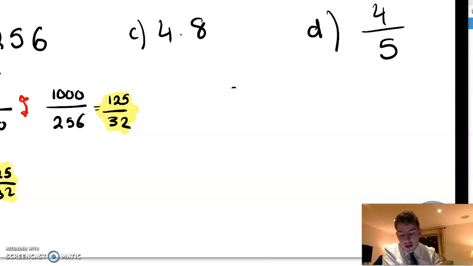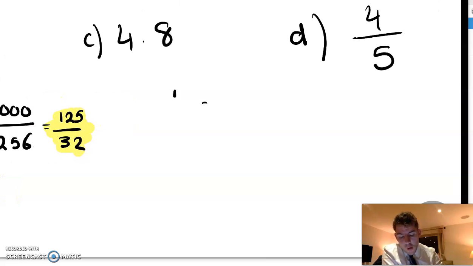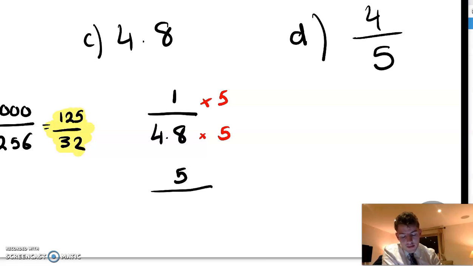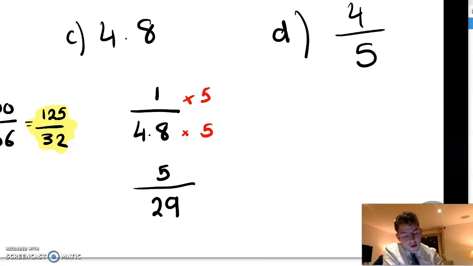Again, these are all calculator questions. So let's solve this one here. Well, the reciprocal of 4.8 is going to be 1 over 4.8. And to get that as whole numbers, we can times them both top and bottom by 5. That's going to leave us as 5 over 24. Last one, reciprocal of 4 over 5, flip the fraction, 5 over 4.